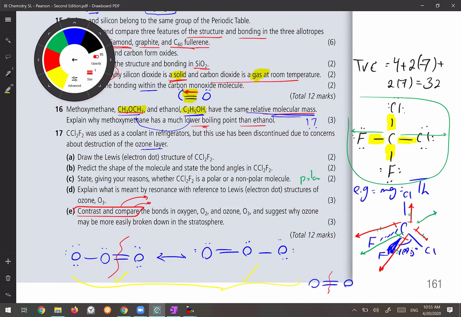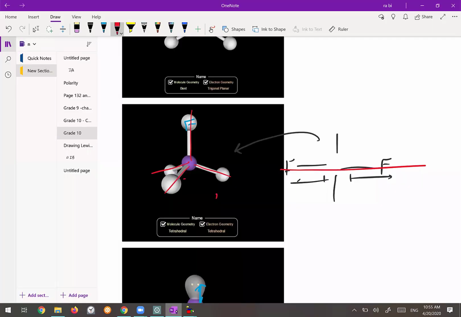It's okay. Okay. So how can you compare the bond in O2 with the bond in O3? How can you compare?